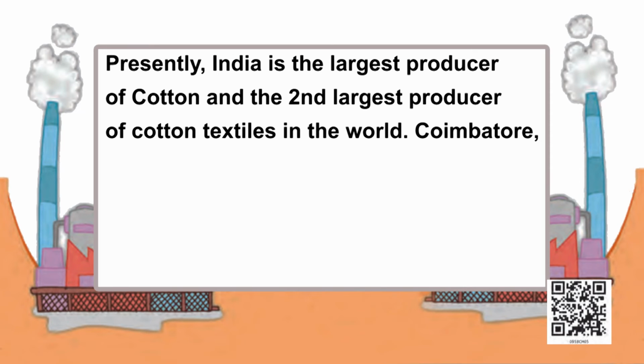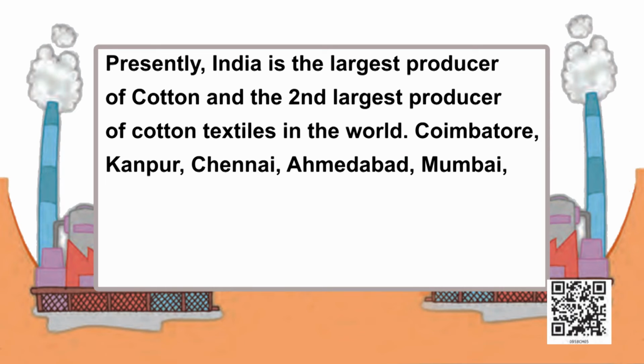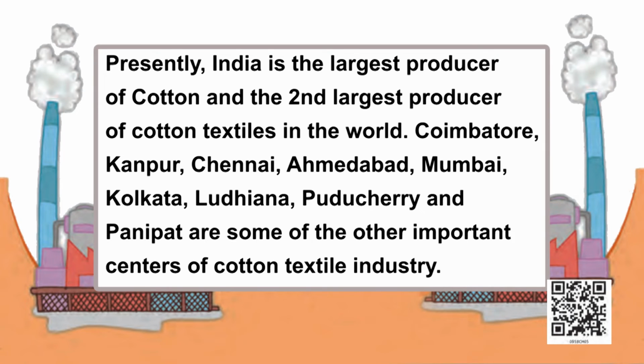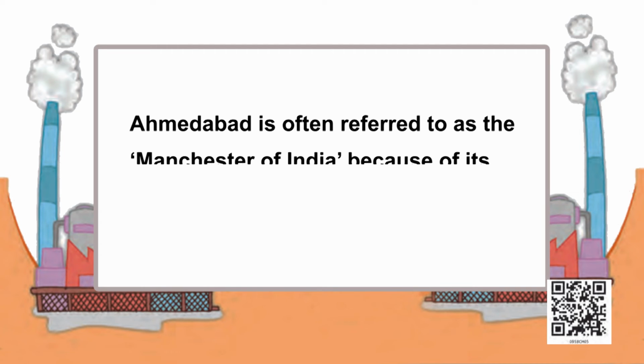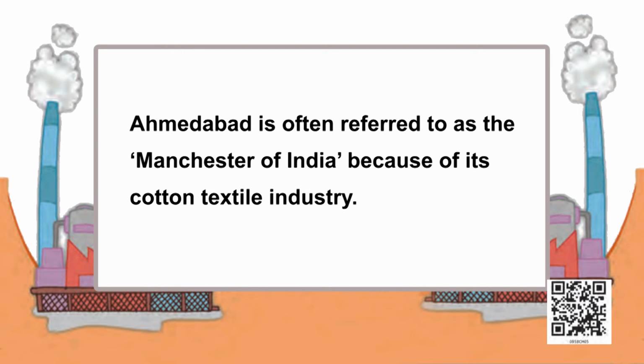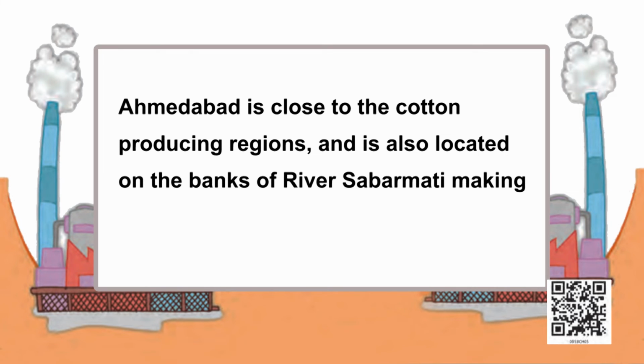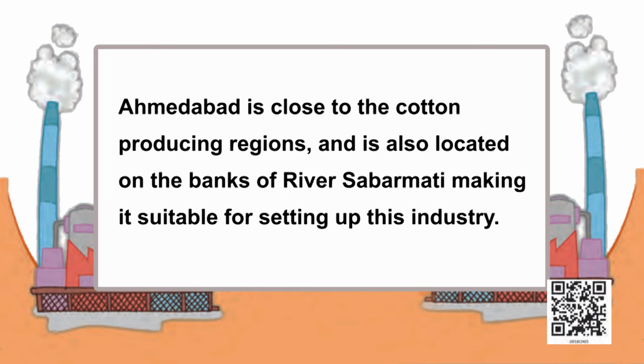Coimbatore, Kanpur, Chennai, Ahmedabad, Mumbai, Kolkata, Ludhiana, Puducherry and Panipat are some of the important centers for the cotton textile industry. Ahmedabad is often referred to as the Manchester of India because of its cotton textile industry. Ahmedabad is close to the cotton producing regions and is also located on the banks of river Sabarmati, making it suitable for setting up this industry.